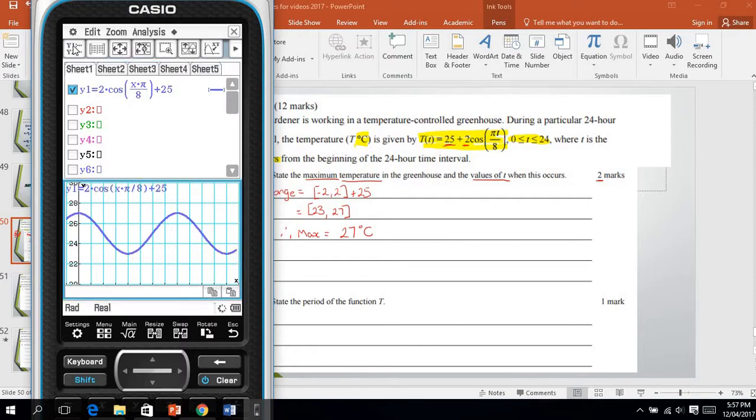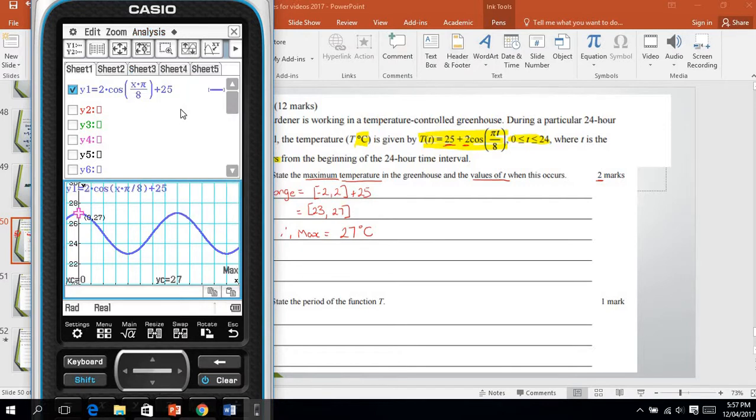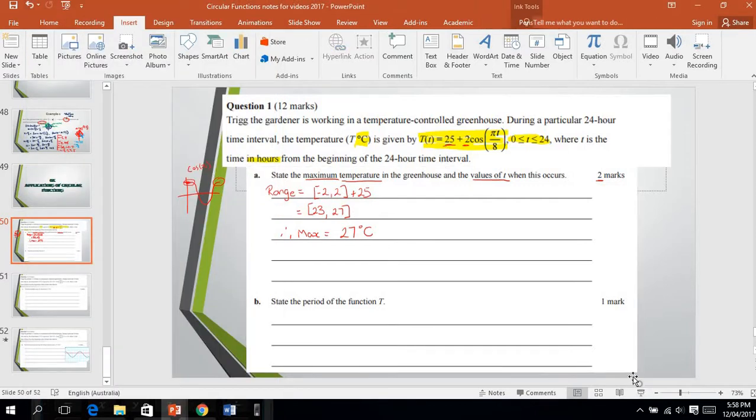So we sketch our function. An alternative way to find this is that we could say analysis, G-Solve, max. And we're getting our maximum values occurring here at x equals 0 and y is 27. If we click the arrow here, we can go to our next value, which is x is 16 and y is 27. So two different ways of using your calculator. The graphical method would have allowed you to figure out the maximum value too. You could just sketch it straight away and get straight to the answer that we had here.